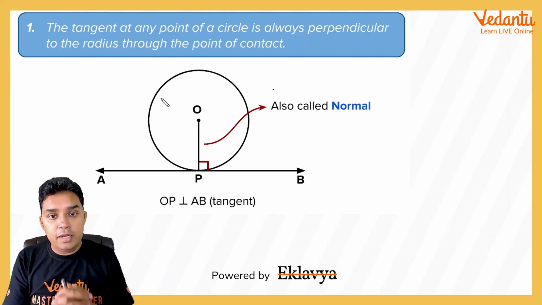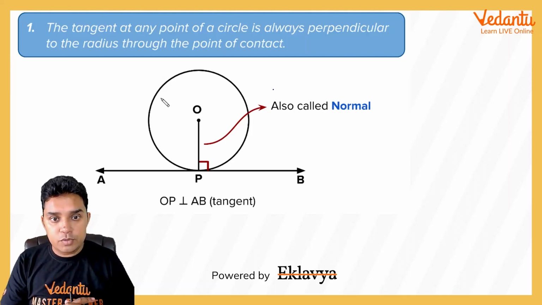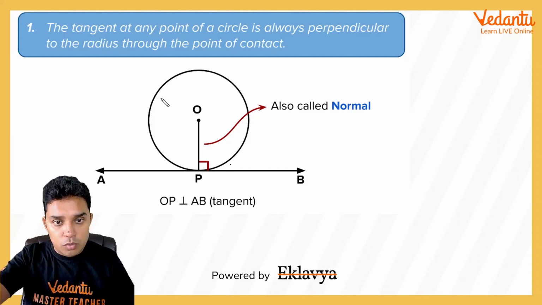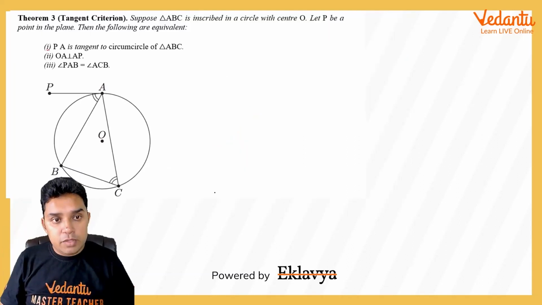Okay. Now coming to the next question. But before that, let me introduce a few more concepts on the circle. The tangent at any point of a circle is always perpendicular to the radius through that point of contact. That is one very important thing. I think it's very much known to students also. Now this is one very important thing.